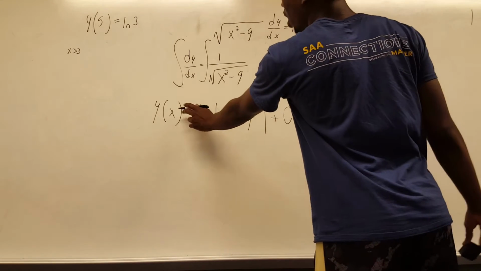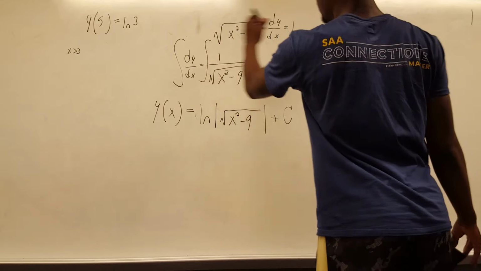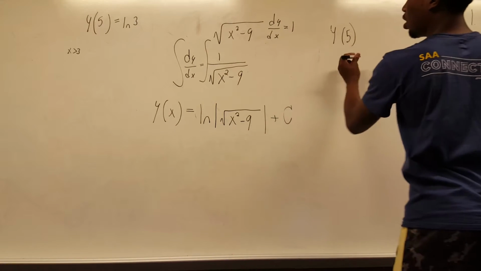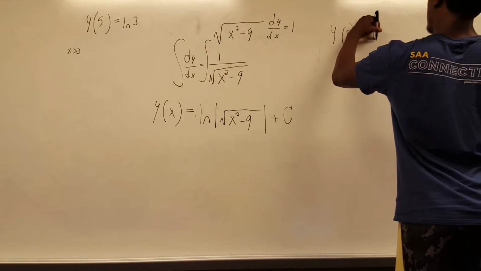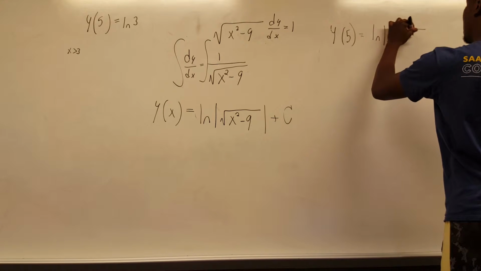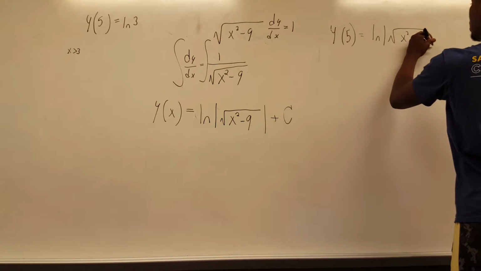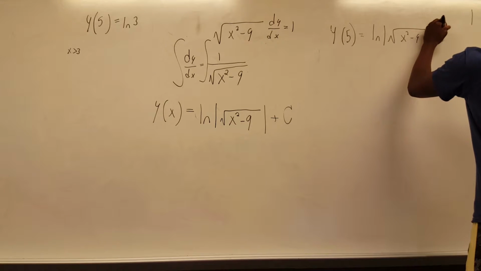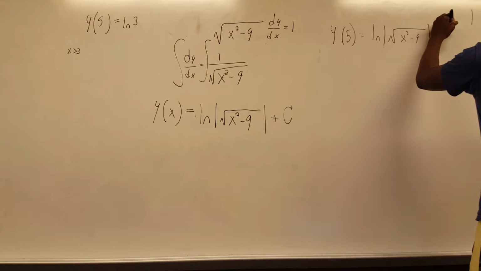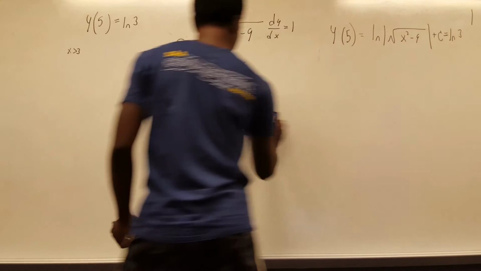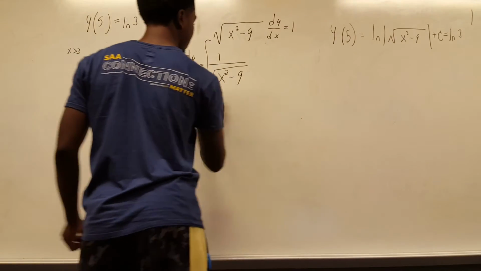So we have y of x, which is y of 5, we know. So y of 5 is the natural log of the absolute value of the square root of x squared minus 9, plus C, is going to be equal to the natural log of 3. Now let's simplify the inside right here. I'm going to erase a lot of this so that we can have room to simplify.